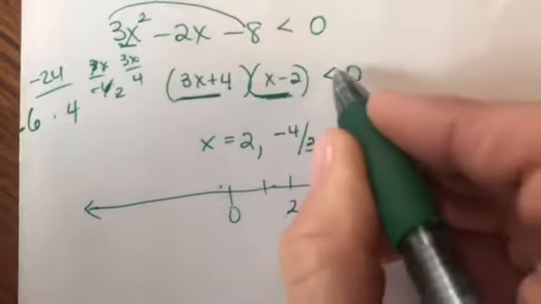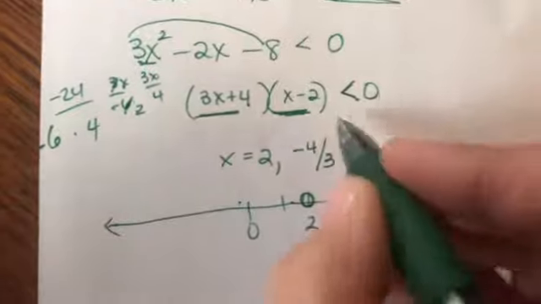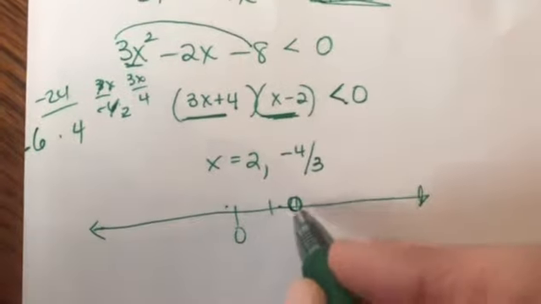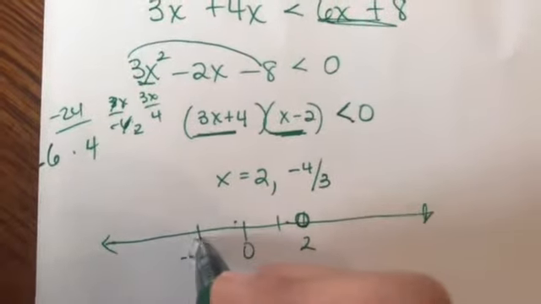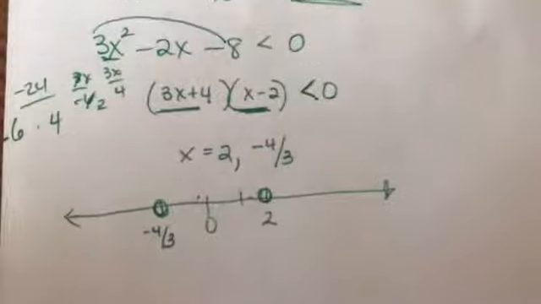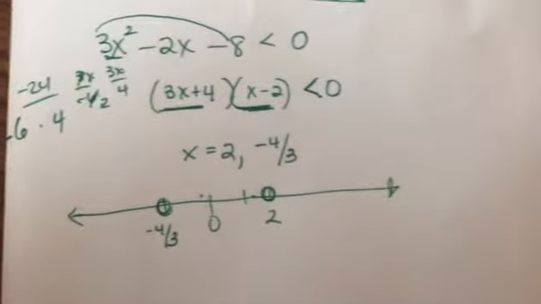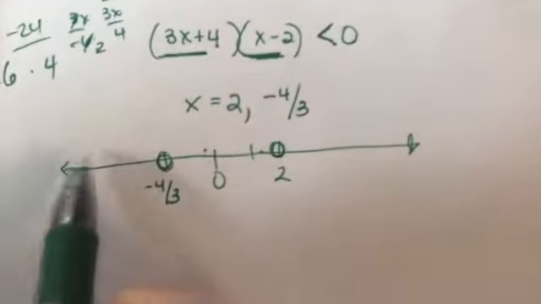So now look, this cannot equal 0. So I want to make sure I make this an open point. And again, let me just say, had there been an or equal, I would have closed him in. And then negative 4/3, I don't care. It's over here somewhere, and it's got an open point. Okay. Now, you have to try something between and to the left and to the right of every key point. So I'm going to try something over here. Let's say negative 3.